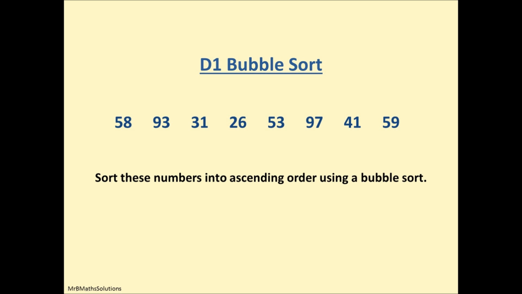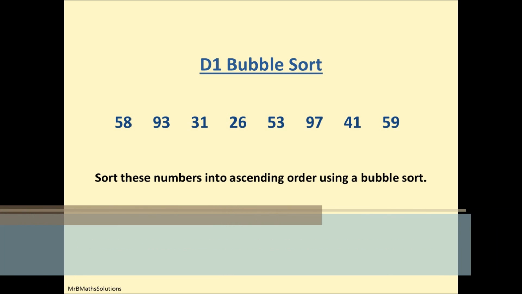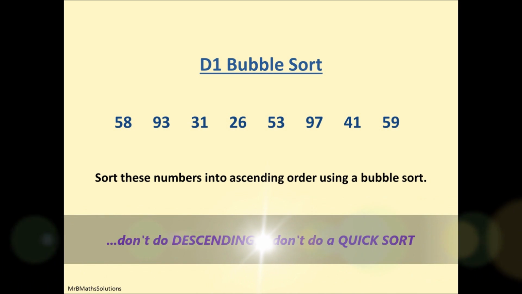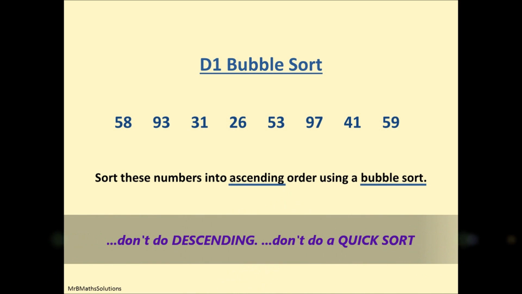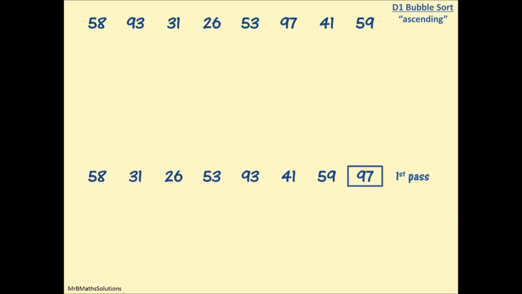Okay, so here we go with the D1 bubble sort for EdExcel, and we've been asked to sort these numbers into ascending order using a bubble sort, and the two important phrases here are ascending order and bubble sort. So probably what the exam will ask you to do is just show the result of the first pass. So that's what the examiner is probably looking for, the first line.